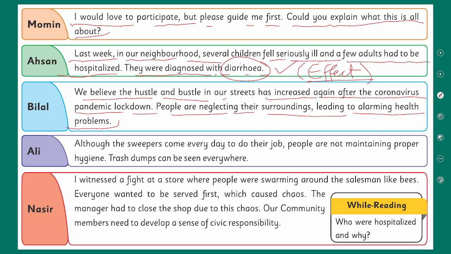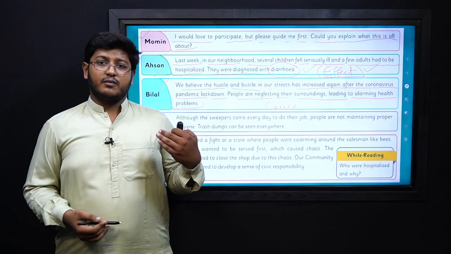So there comes the cause. And what is the cause? Because the people are not taking care of the place, they are not taking care of cleanliness. That's why such effects are happening. So this is how the cause and effect relationship is found in any text or dialogue. And the organizational pattern is also found. Firstly, they start with the introduction, then the effect is presented, then the cause is presented, and then they address what to do to tackle this type of problem.